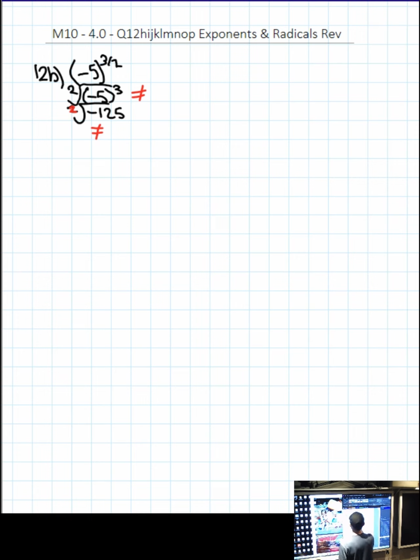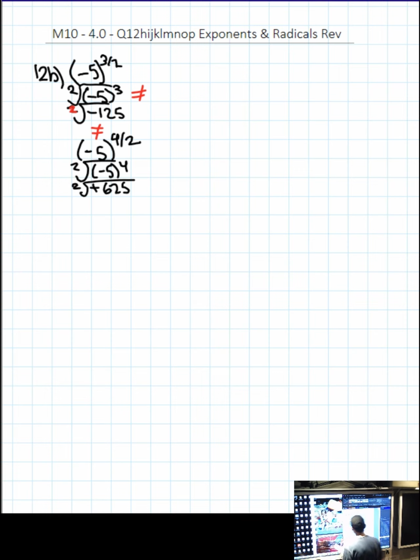If, for example, the question was extremely similar, but it was negative 5 to the, for example, 4 over 2. So now I know the exponent 4 divided by 2 is 2, and would just be 2 anyway, so I'm just showing you this for the point of it. So I'm going to convert it, so it's the square root of negative 5 to the 4. Now, I can take the negative on the inside to the 4 first, which becomes a positive. 5 to the 4 is 625. And then I can say square root that.